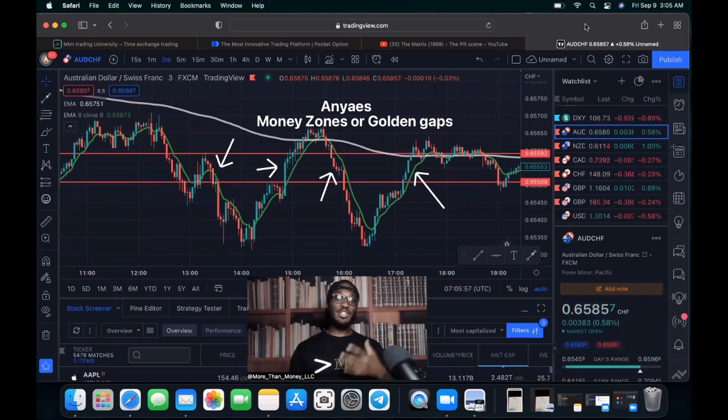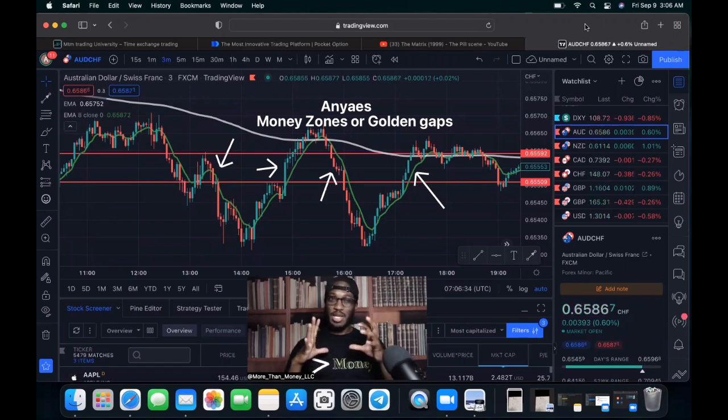Money zones, golden gaps, Anyae's money zone, as we like to call them here at MTM.University. Why Anyae's money zone? Because, I wasn't taught this specific thing, but as I turned this into a deep science, and as I studied, I'm talking about hours on hours in the market, hours on hours on TradingView and on the broker, figuring things out and trying to simplify things more and more for my eyes and more and more for future traders' eyes. I said, hold up.